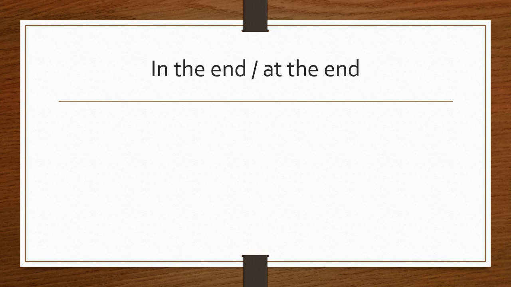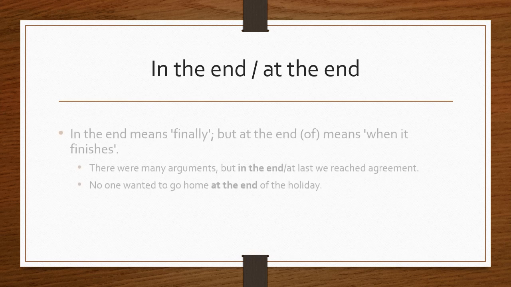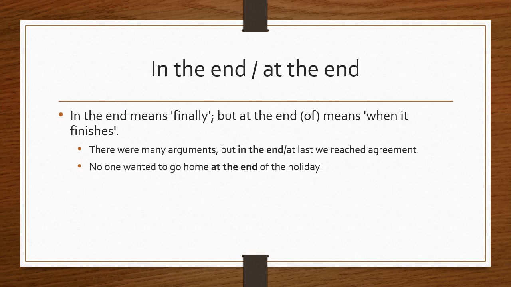Sometimes we also use the phrase in the end or at the end, but there is a slight difference between these two phrases. In the end means finally, but at the end of means when it finishes. There were many arguments, but in the end we reached agreement, which means at last we reached agreement. No one wanted to go home at the end of the holiday, which means when the holiday finished.